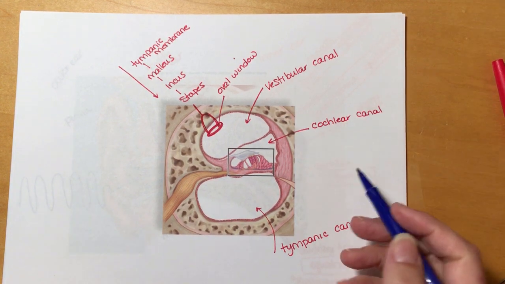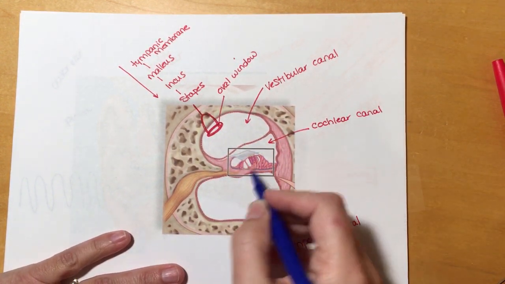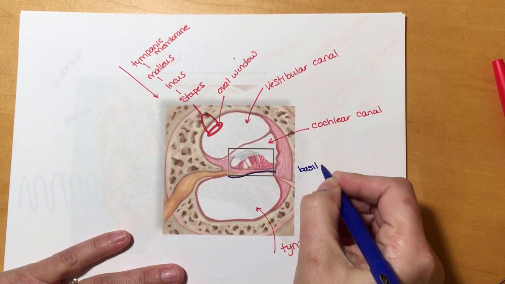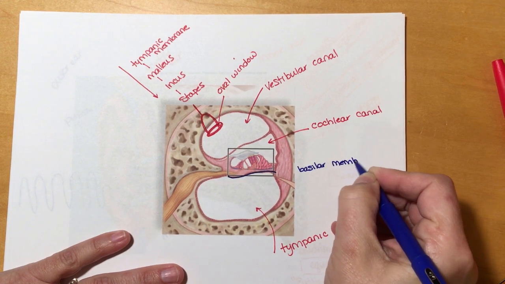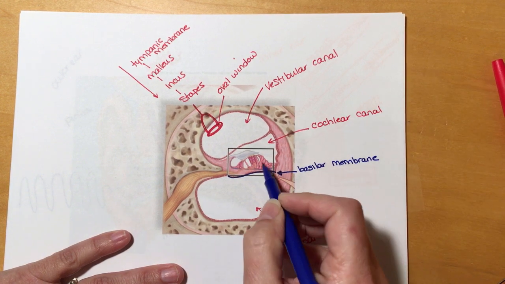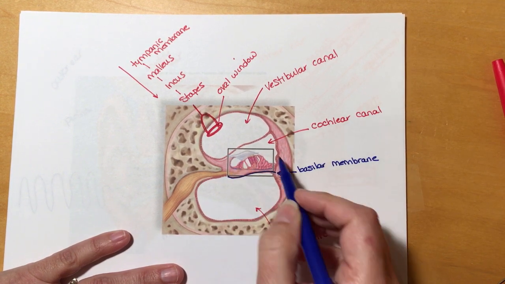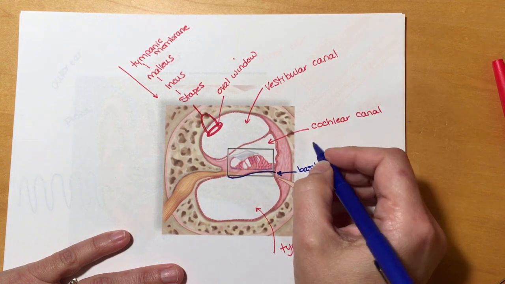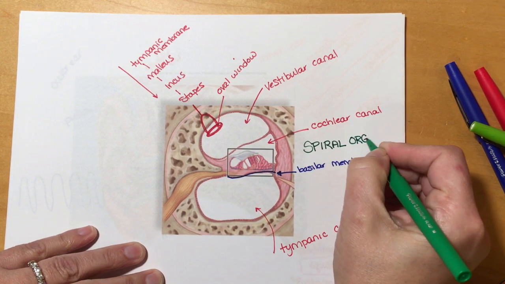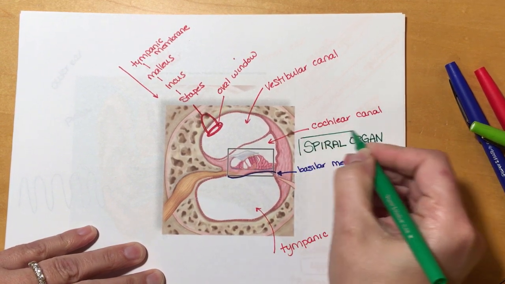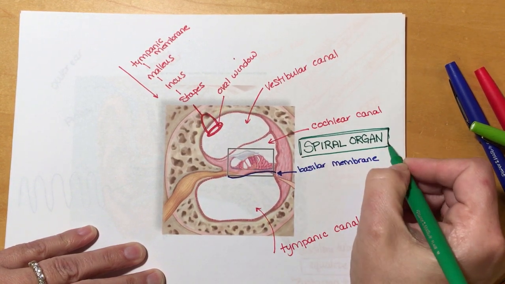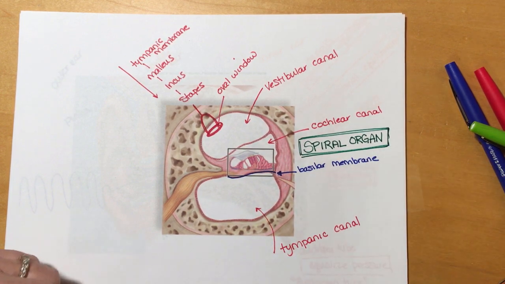So we have our three chambers, and separating them are these membranes. This one right here is called the basilar membrane. Sitting on top of the basilar membrane, you can see there's a box around it, is called the spiral organ. I'm going to write that in big green letters because that is the part of this whole apparatus that is going to be receiving the information and sending the action potentials.